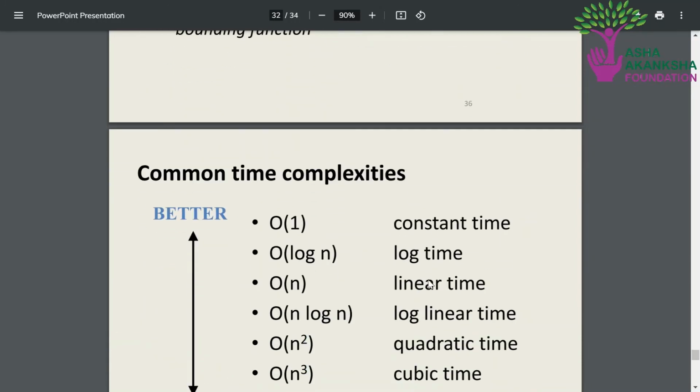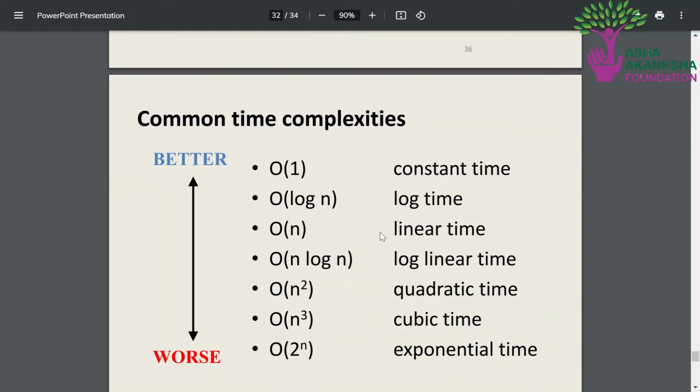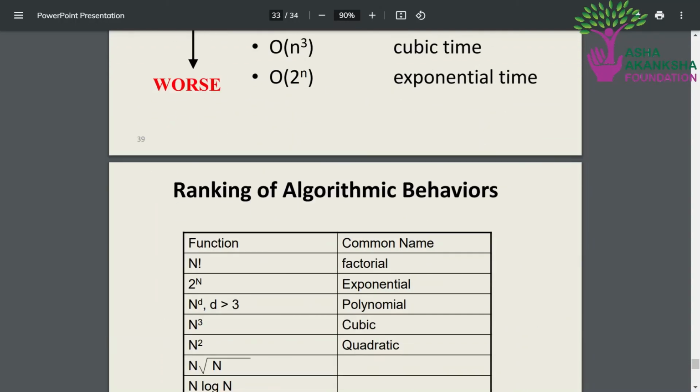These are some of the common time complexities which we generally use: constant time, log time, which we use in merge sort and binary search, and linear time. Then we have n log n, n square, n cube, 2 to the power n. From the top to the bottom, we have sequentially written the algorithms from better to worse time complexity. Order of 1 is the best and order of 2 to the power n is the worst time complexity.